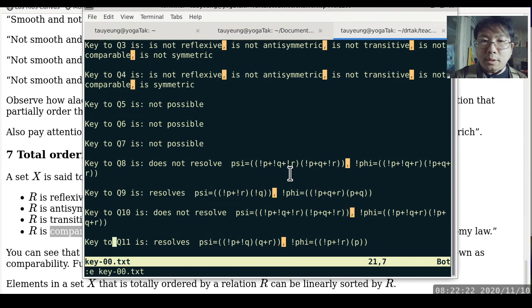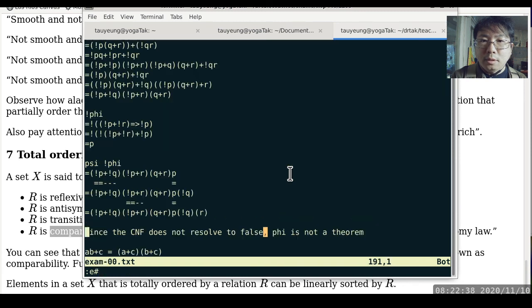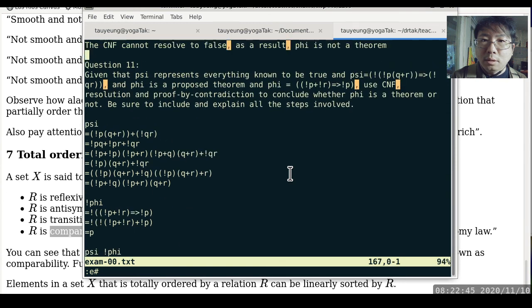It tells us that it does resolve in question 11, so I got that one wrong. And the reason is the way I resolve psi is not correct. Okay, so let's fix this one. I'm just going to follow my own steps here.